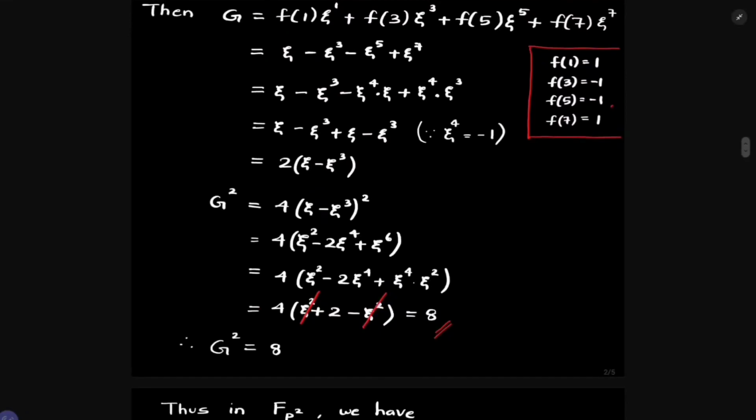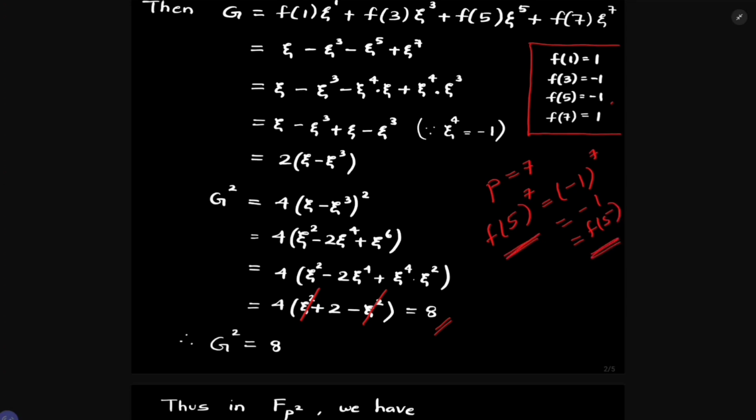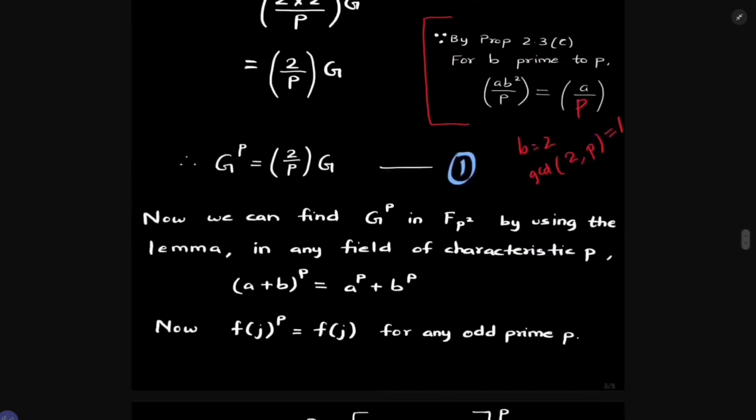I am taking the value j equals 5. And we know that f of 5 equals minus 1. Let p equal to 7. p is an odd prime. So, f of 5 the whole raised to 7. What is it? It is minus 1 the whole raised to 7. And minus 1 the whole raised to 7 is minus 1. And that equals f of 5. So, we got f of j the whole raised to p equals f of j. And this is generally true for any odd prime p.